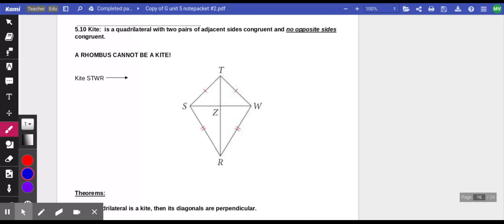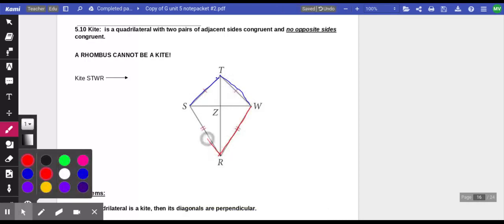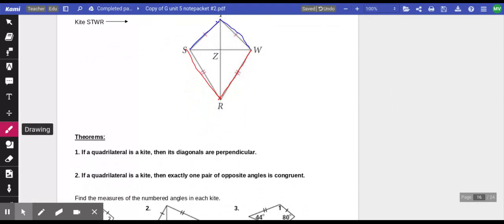So ST and TW, those are congruent. And then we have WR is congruent to SR. So that's our two pairs of congruent sides. So now our properties or our theorems.